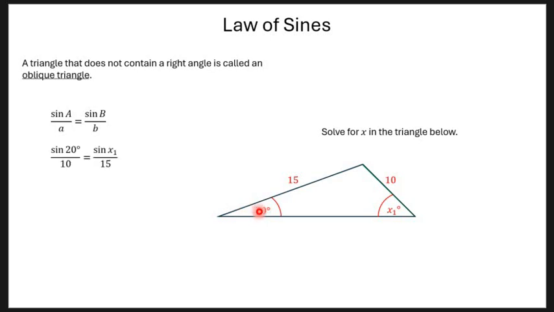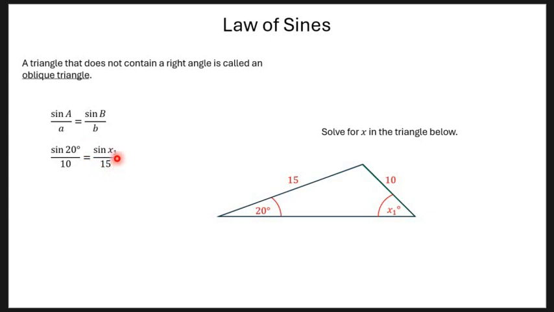So the sine of 20 degrees divided by the length of the side opposite 20 degrees is equal to the sine of x1 divided by the length of the side opposite x1. So that's how I get the equation here. It's just the law of sines.